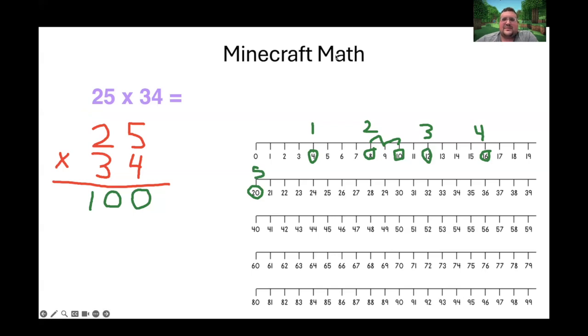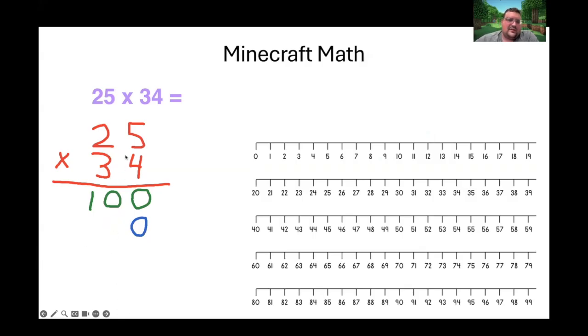Now I want to do the same exact thing with my 3, but before I do that, I want to do a placeholder in the ones. Because my 3 is in the tens, I want my first number to go in the tens. So to make sure that I don't accidentally put a number in my ones, first thing I want to do is put a 0 right there in my ones. And by doing that, I can make sure I don't accidentally put a number there. Now we're going to do the same thing we just did.